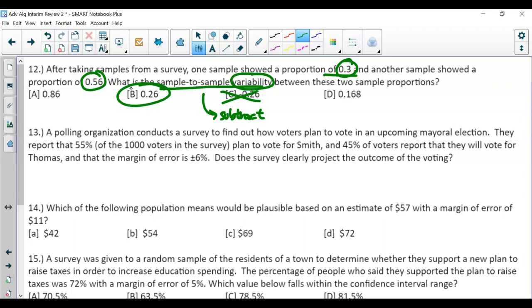Then 13 is talking about margin of error. So this was when you have to create the interval to see if there's overlap. So margin of error is 6%. So there's one person, Smith, who is at 55%.